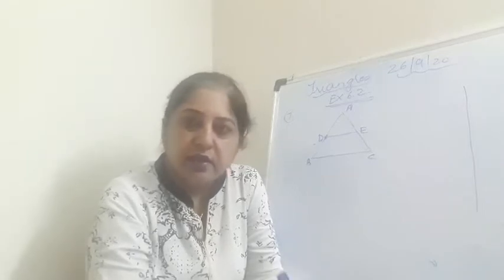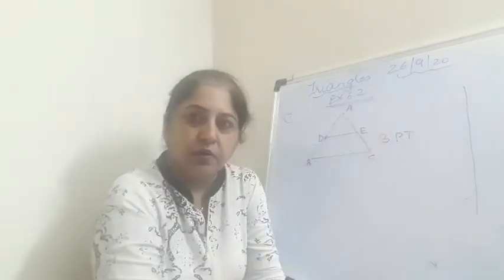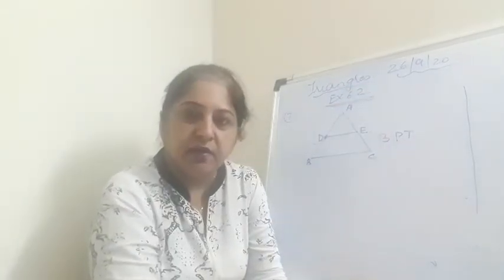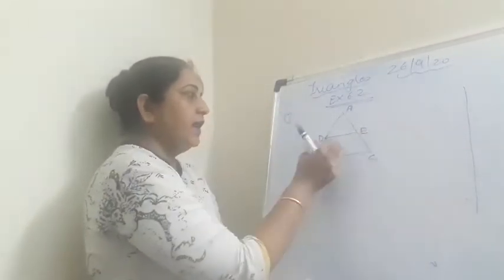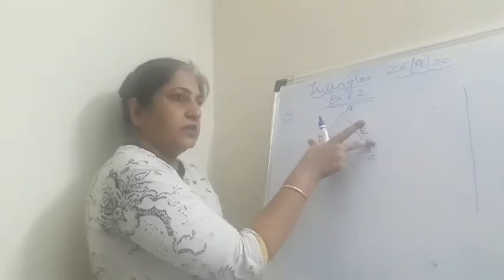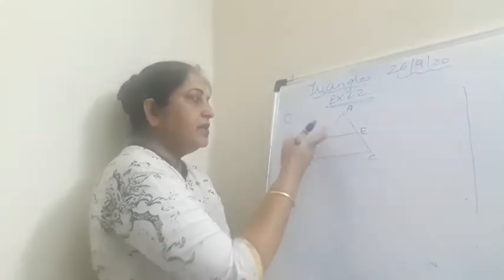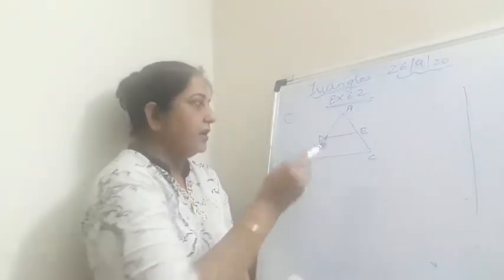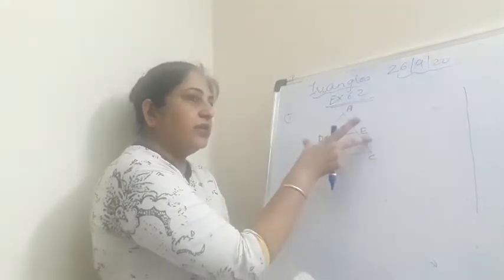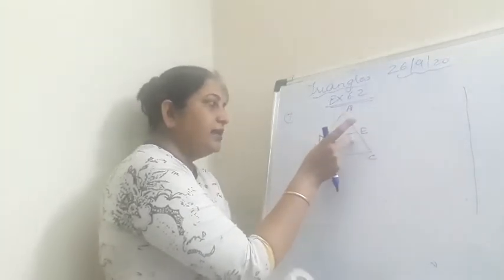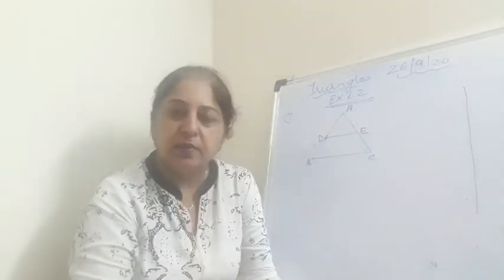Now, this whole exercise, children, is based on which theorem? Basic proportionality theorem. And what does the basic proportionality theorem say? It says that if in a given triangle, a line segment which touches the two sides at two distinct points is parallel to the third side, then the sides are proportional. I repeat: when a line segment touches two sides of a triangle at two distinct points and is parallel to the third side, then the corresponding sides are proportional.